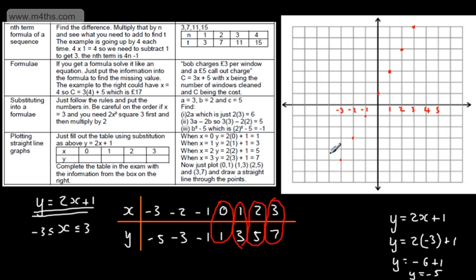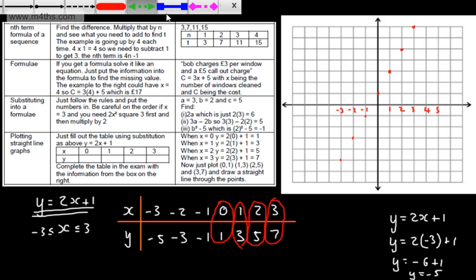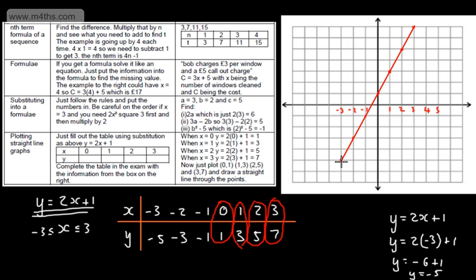So all we need to do is draw a straight line and check that we've done this for the values that they want, and we can do that. We can put that on. Let's go ahead and put that on, and that now is the line y is equal to 2x plus 1.